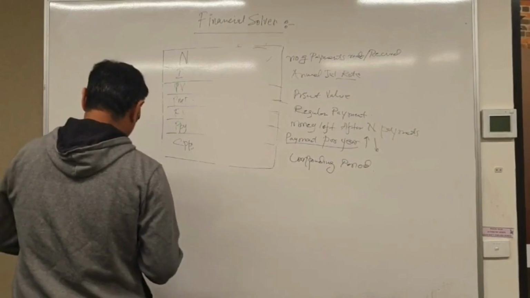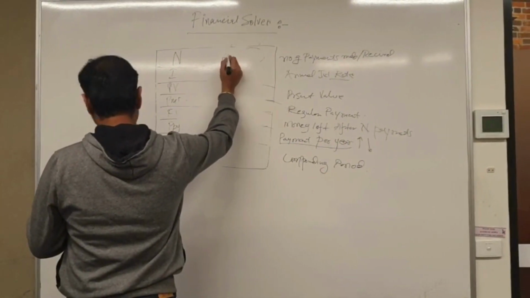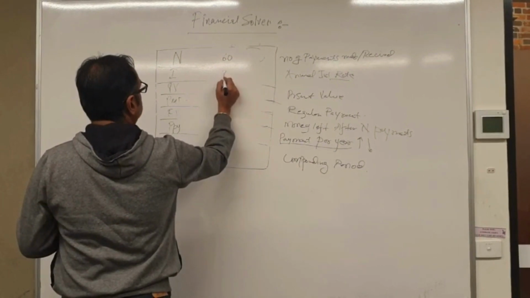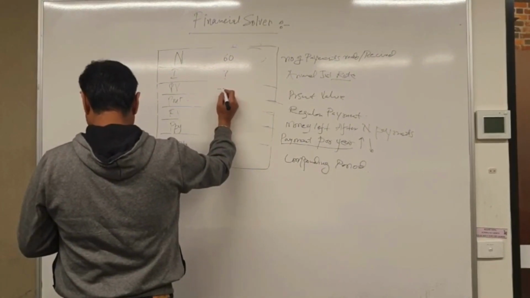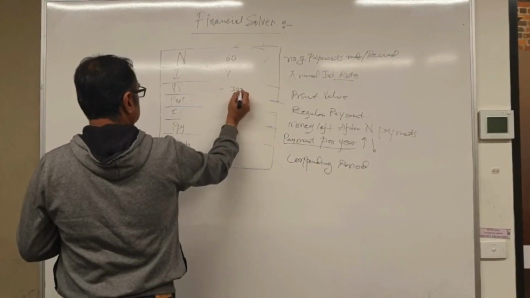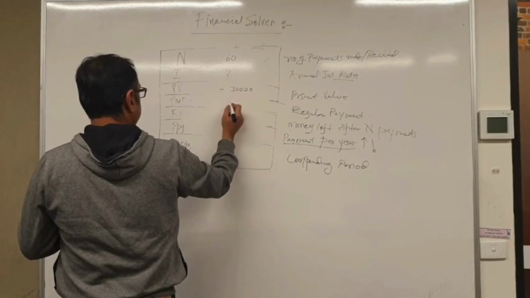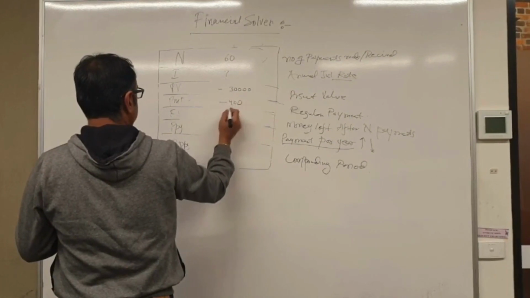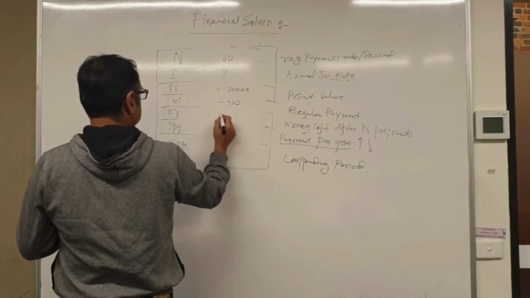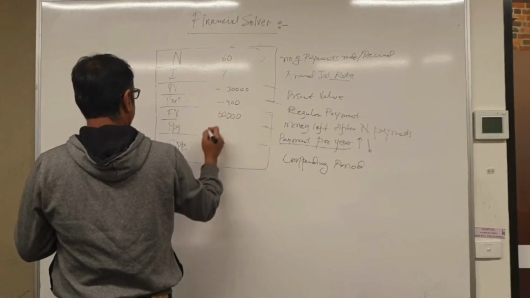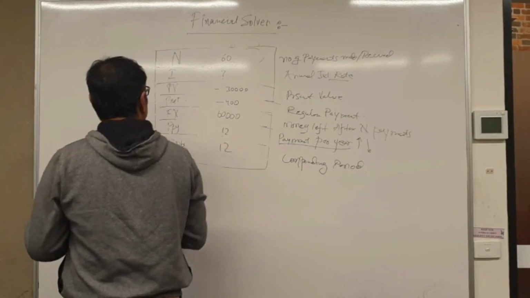All right. I'm just writing down the values here. So n is 60. I is something that you need to find. The present value is minus 30,000. PMT is negative 400. Your future value is 60,000. Your CPY is 12 and your PPY is 12.